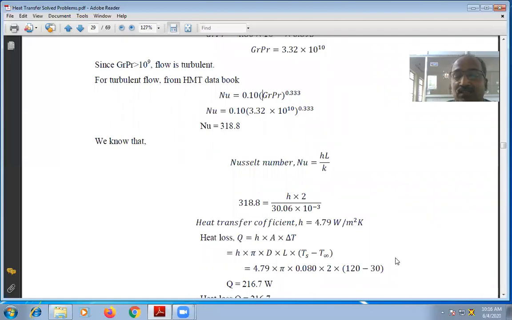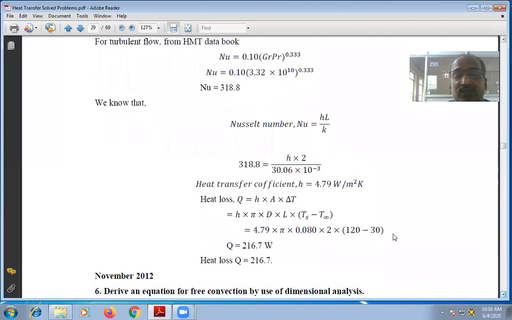Our aim is to find H. When you get H, almost 95% of the solution is completed. What is heat loss? Q is equal to HA delta T. This equation, Newton's law of cooling, we already dealt with in the first chapter. HA delta T is the most common equation for convection. H we have already calculated. And area, since it is a vertical pipe, the surface area is pi into D into L.